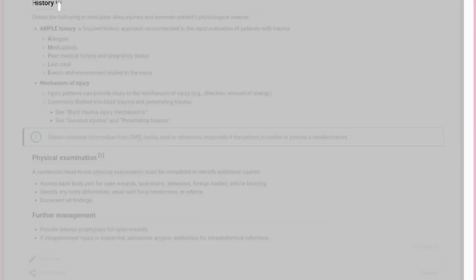History. Obtain the following to anticipate likely injuries and estimate the patient's physiological reserve. SAMPLE history, a focused history approach recommended in the rapid evaluation of patients with trauma: signs and symptoms, allergies, medications, past medical history and pregnancy status, last meal, events and environment related to the injury. Mechanism of injury: injury patterns can provide clues to the mechanism of injury, for example direction and amount of energy. Commonly divided into blunt trauma and penetrating trauma.